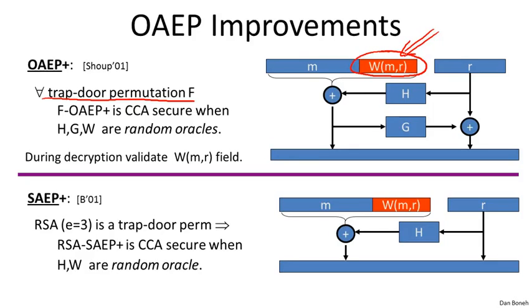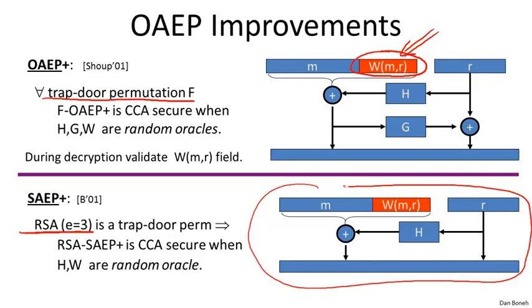There's another result called simple asymmetric encryption padding, SAEP+, which basically says that if you are going to rely on properties of RSA, then in particular with RSA when the public exponent is equal to 3, it turns out you actually don't need a second stage of encryption.